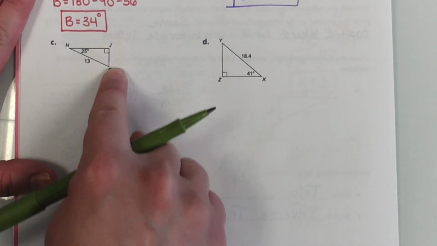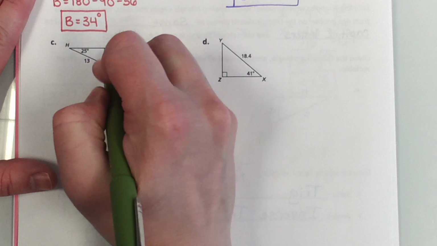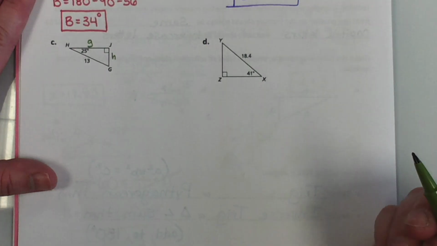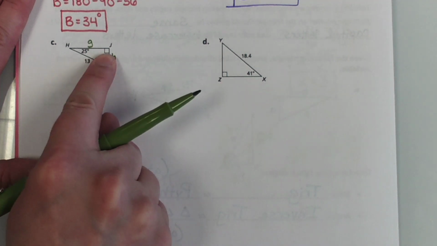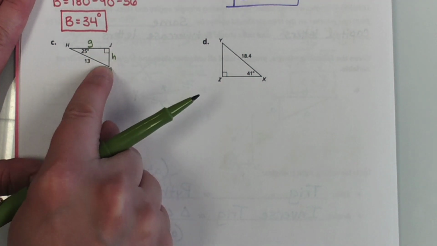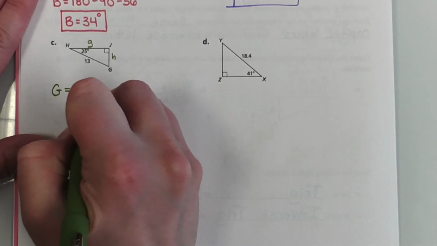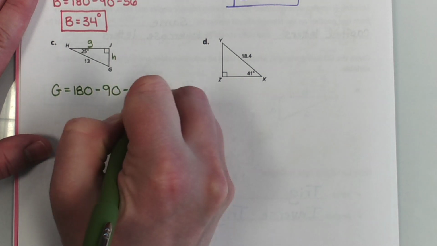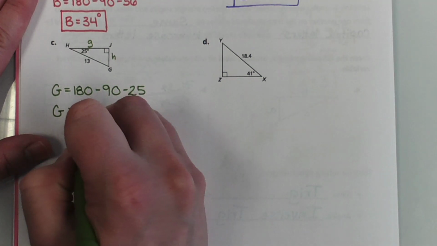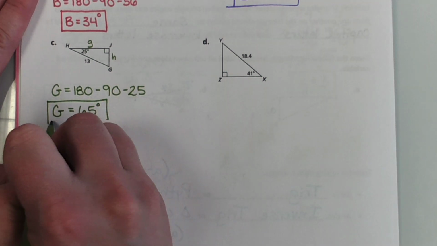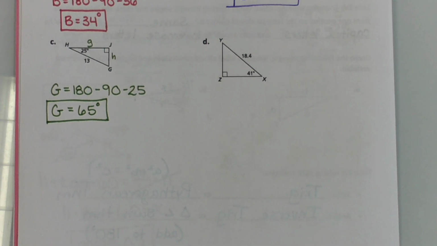What's this side length's name? H. Lowercase h. This one? G. Lowercase g. I know two angles, so the easiest thing to find first is the missing angle. Angles of a triangle add up to 180. If I take 180 minus the 90 minus the 25, G is a 65-degree angle. From there, I want to solve for the side lengths. Do you want to find G or H first? G.